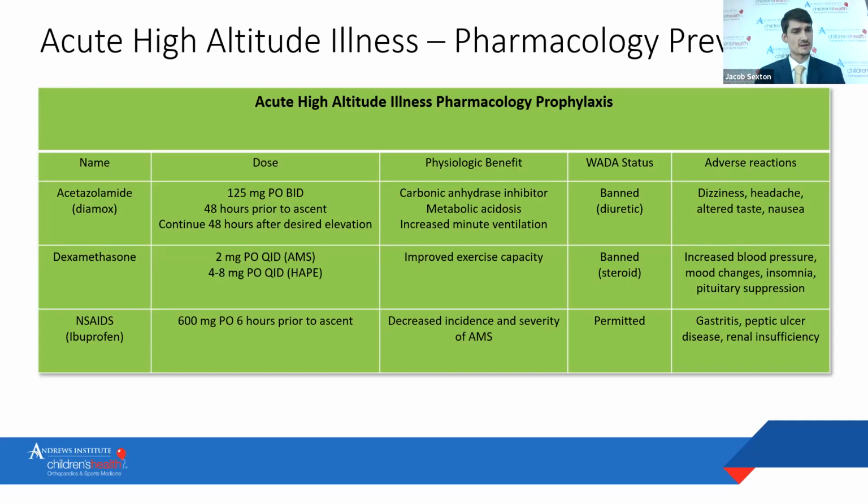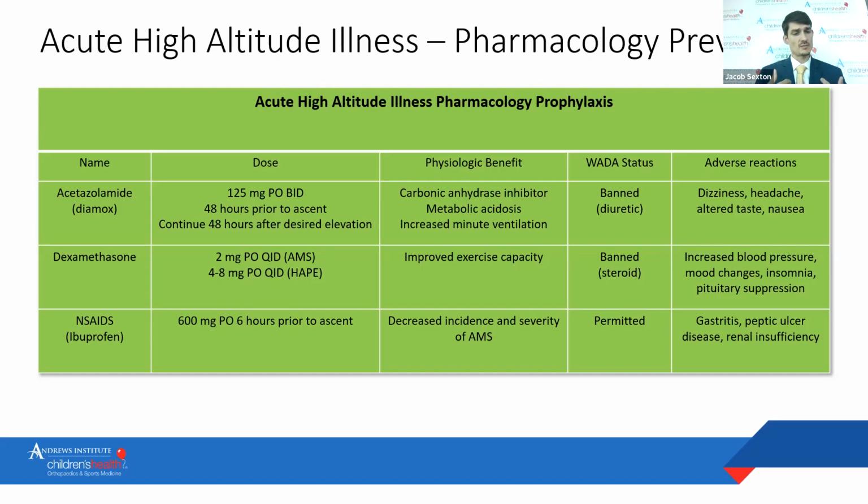The most common one is acetazolamide, or Diamox. It's typically dosed at 125 milligrams twice per day. You initiate it about 48 hours before the ascent, and you can continue it about 48 hours after reaching your desired elevation. It's a carbonic anhydrase inhibitor, and what that does is promote a metabolic acidosis, so your kidneys subsequently excrete the bicarbonate. Basically, you're getting ahead of your adapted physiological state when you get to high altitude by promoting that metabolic acidosis in the body.